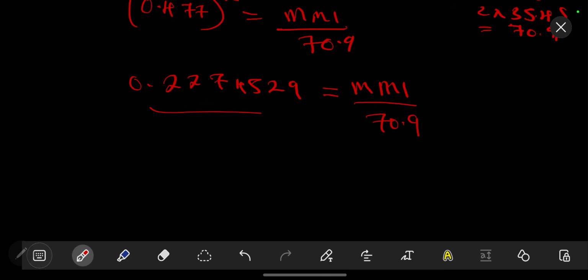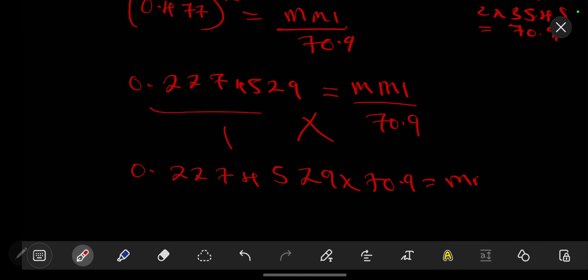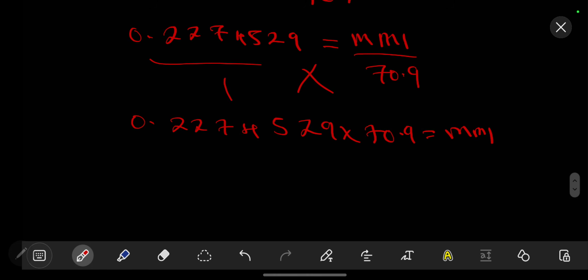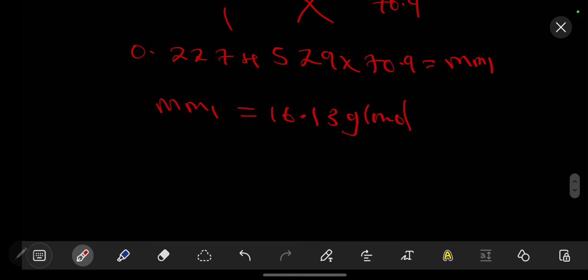So we are now going to cross multiply. 0.2274529 times 70.9 should be equal to the molar mass 1. When we multiply these, we find that our molar mass 1 will be 16.13 grams per mole. Now, which gas would correspond to this?